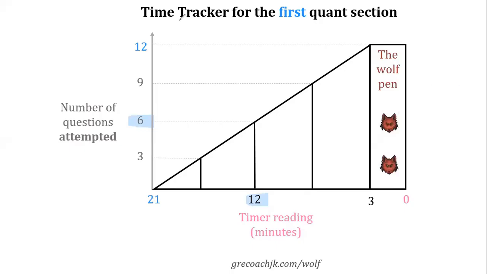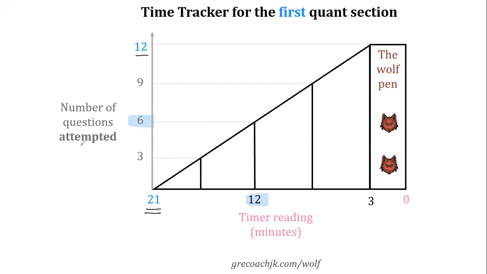So this is what the time tracker for the first quant section, which gives you 21 minutes to do 12 questions, will look like. On the x-axis, we will show the timer reading, what the GRE clock shows. So when you enter a quant section, the timer starts at 21 minutes for the first quant section, and then it runs downward to the 0th minute. So that's what we will show. Some of those readings we are showing on the x-axis.